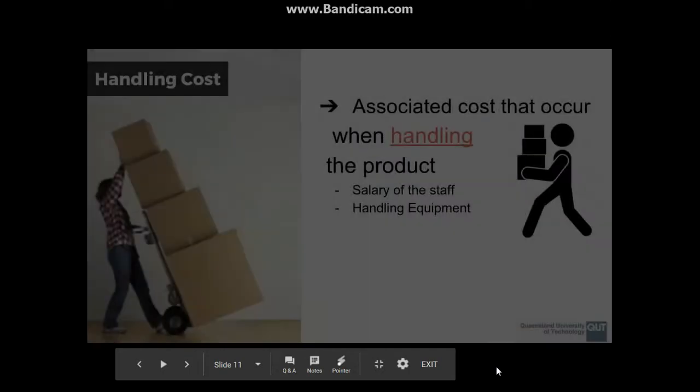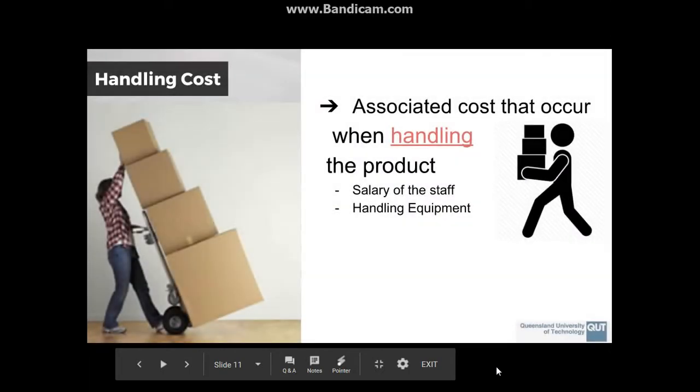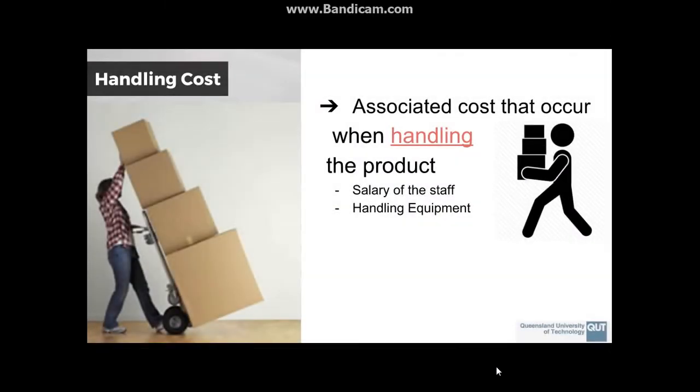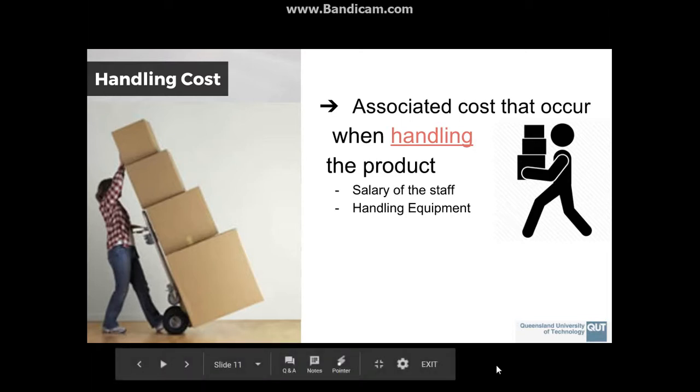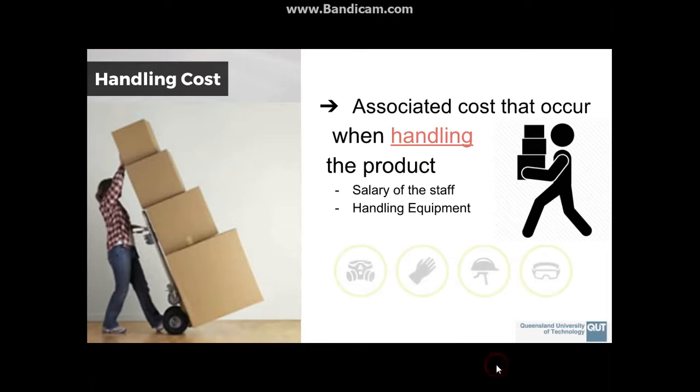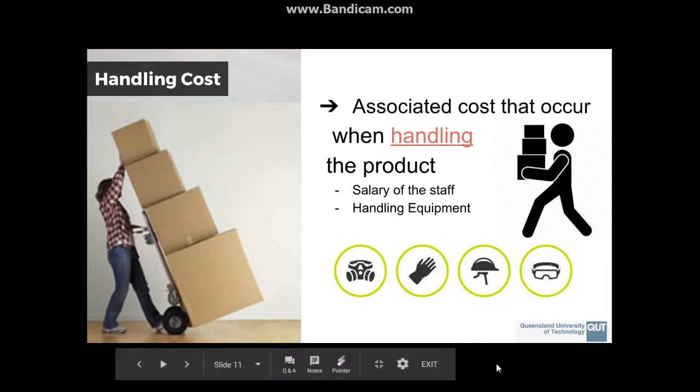And next is the handling cost. This is the cost associated with handling product, for example the salary of the staff who work in the warehouse, and also the equipment. For example, some dangerous products require the staff to wear gloves or glasses. So the cost of the gloves and glasses will be included in the handling cost.